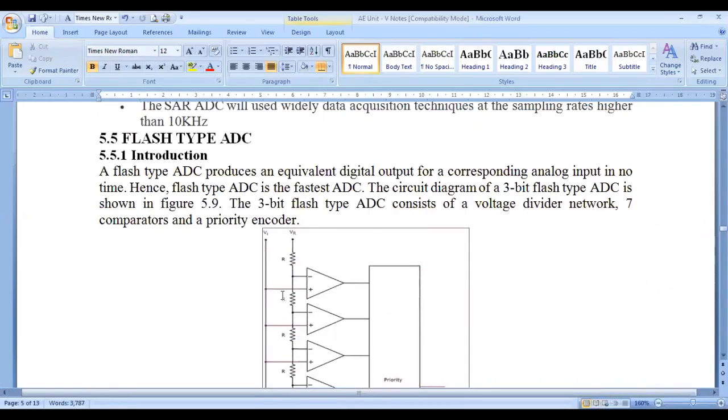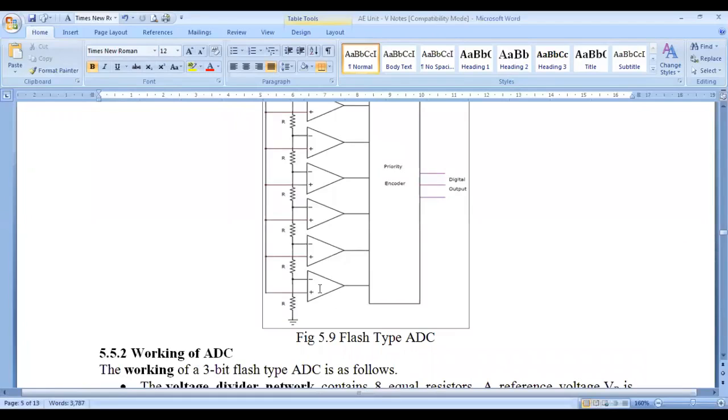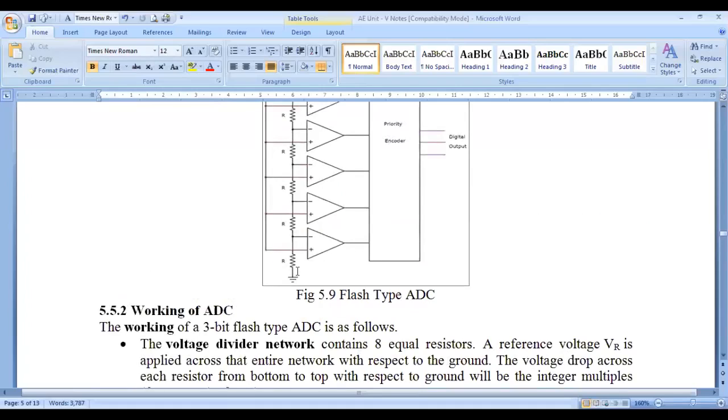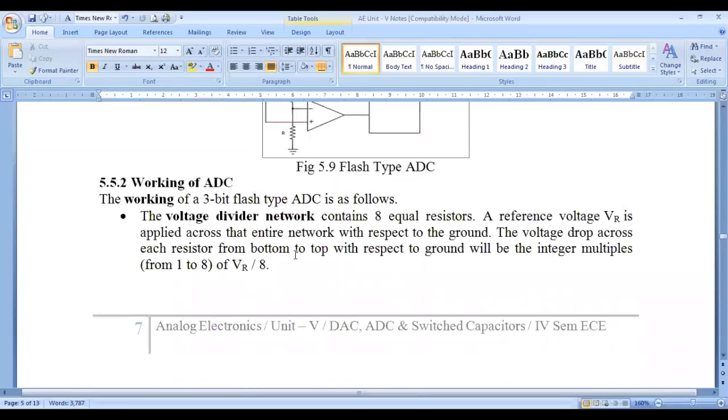The input voltage is given to the positive terminal of all the comparators. The VR value is applied through the voltage divider network to the negative terminal of the comparators. The digital output is available here. The voltage divider network contains 8 equal resistors. A reference voltage VR is given at the top with respect to ground, and the drop across each resistor will differ. For example, the drop across this one is R divided by 8R into VR. We have to apply the principle of voltage division.